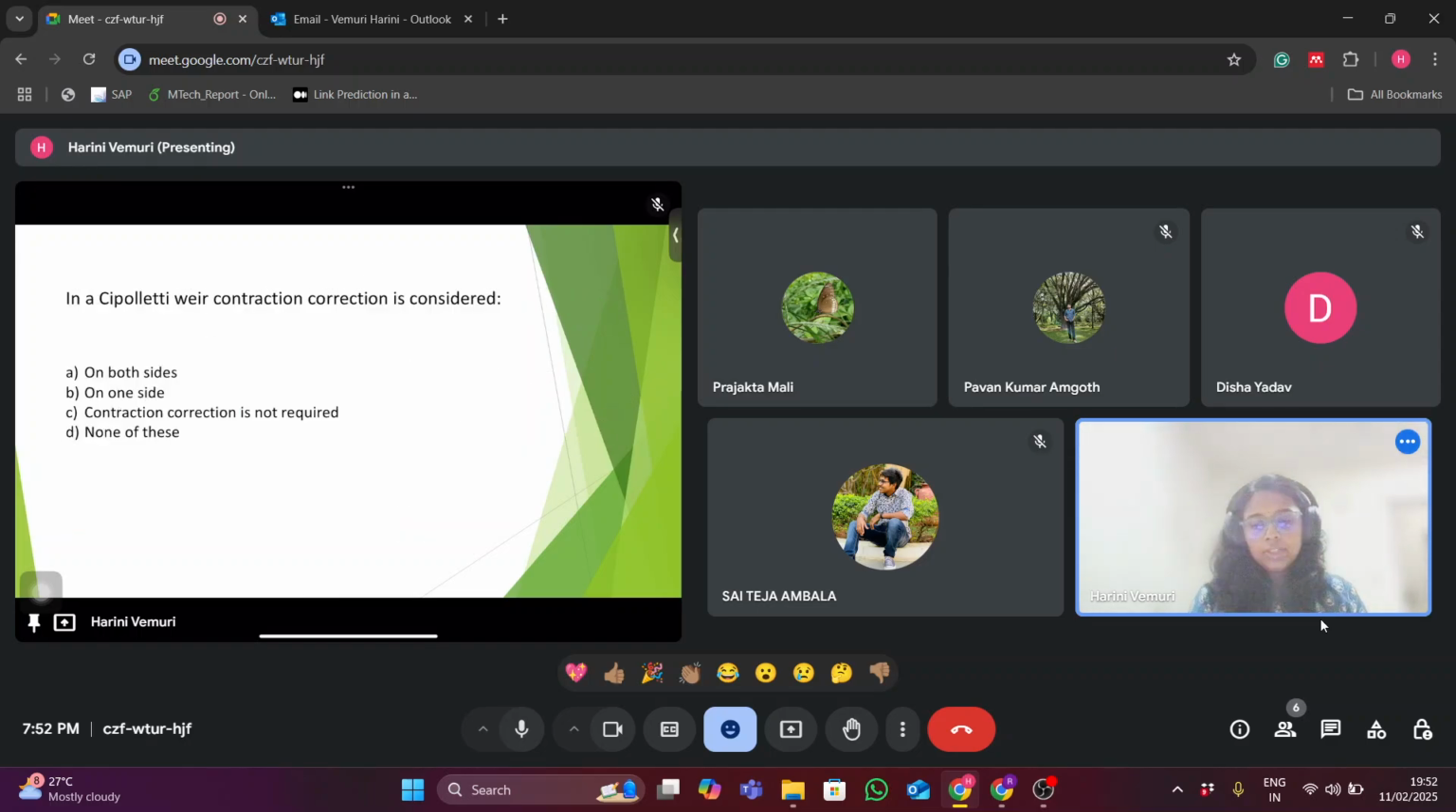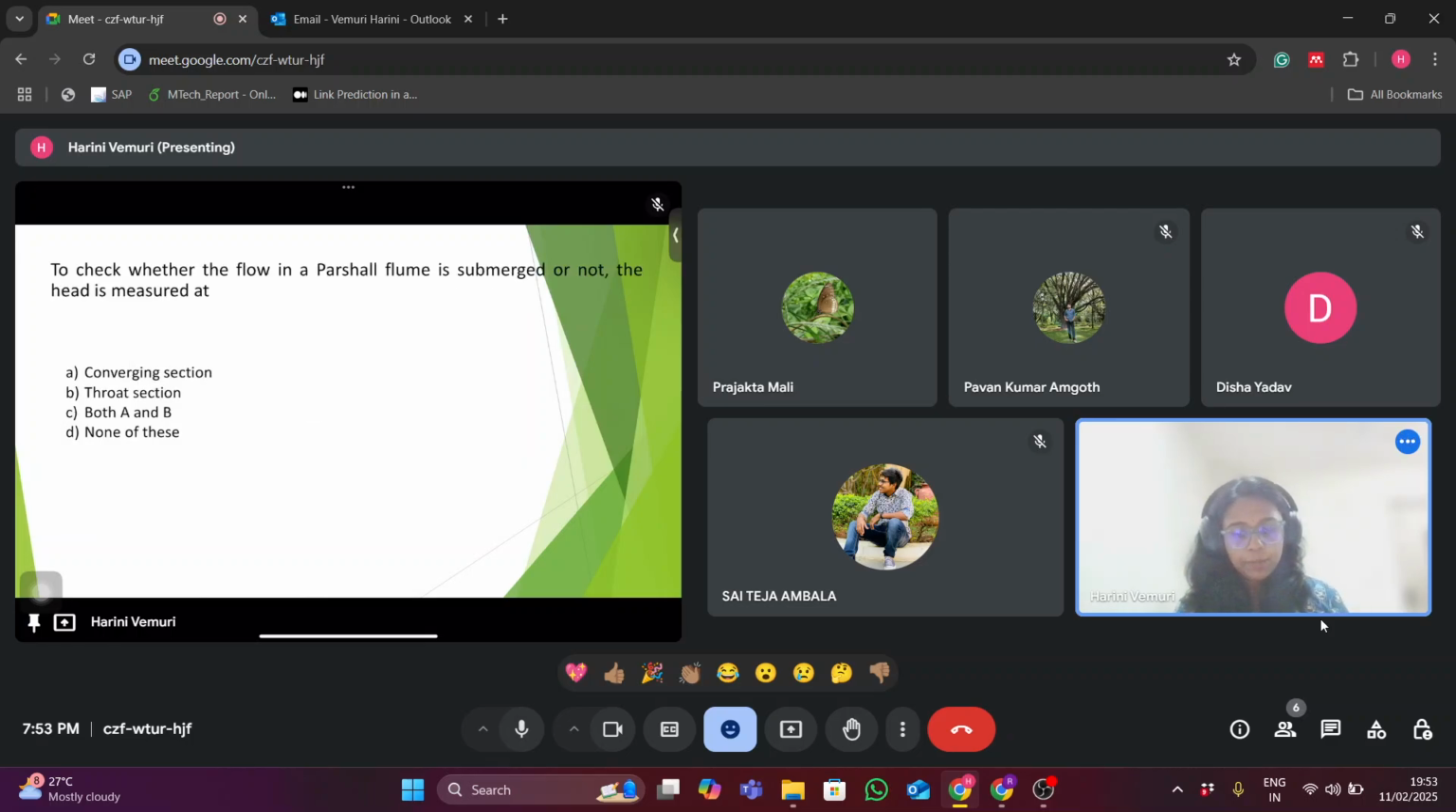Okay. So in a suppressed weir, where is contraction correction considered? First option is on both sides, second option is on one side, the third option is contraction correction is not required, and the fourth option is none of these. The answer is contraction correction is not required. It's not required, but the main disadvantage is that we have to maintain a side slope of 1:4 ratio.